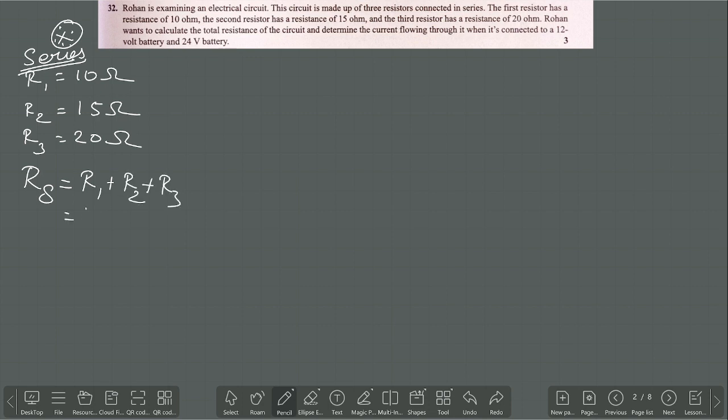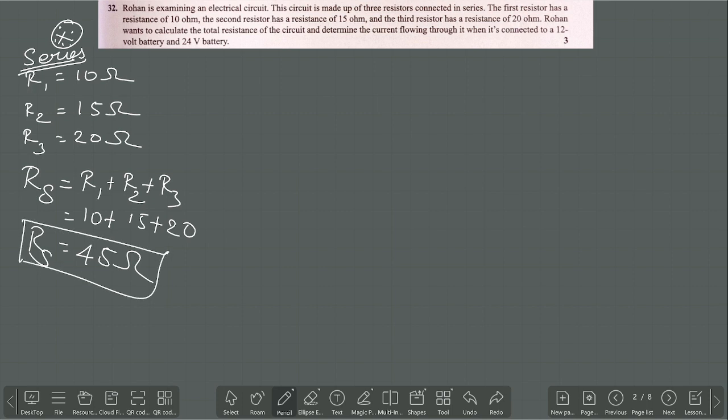What is the value of R1? 10 plus 15 plus 20. 10 plus 20, 30, 30 plus 15, 45 ohm. So this is going to be the net resistance of the circuit, and determine the current flowing through it when it is connected to a 12 volt battery and 24 volt battery. So there are 2 conditions. First, let us find for case 1.